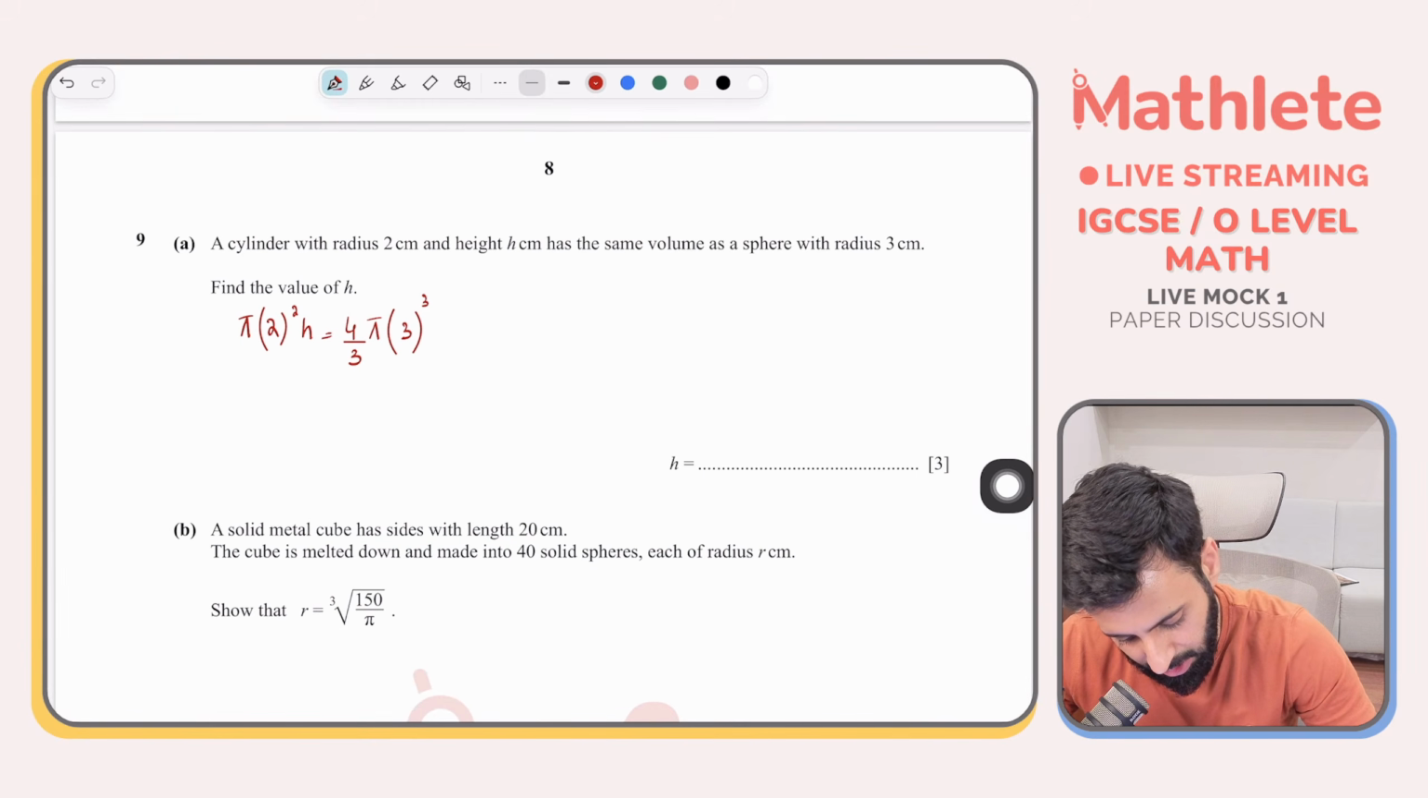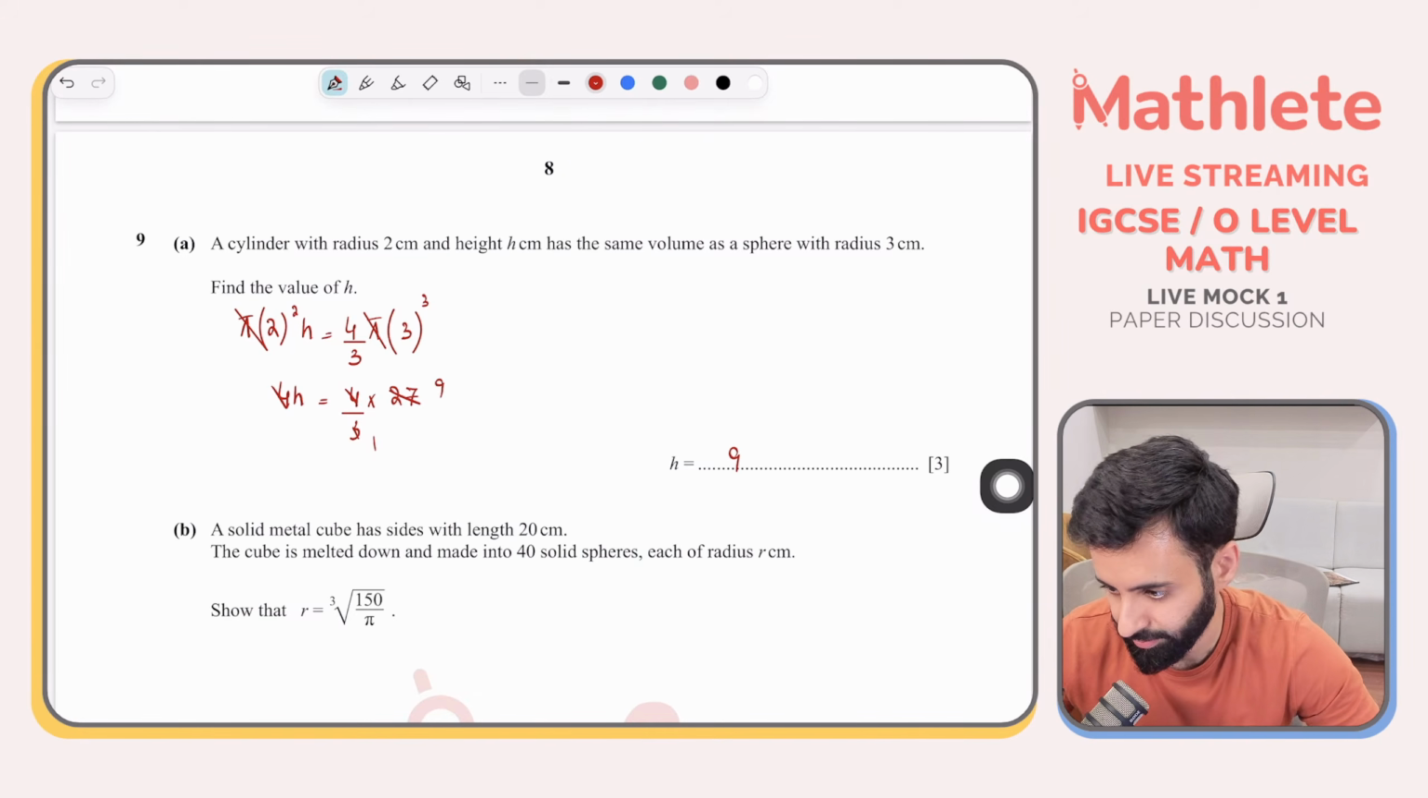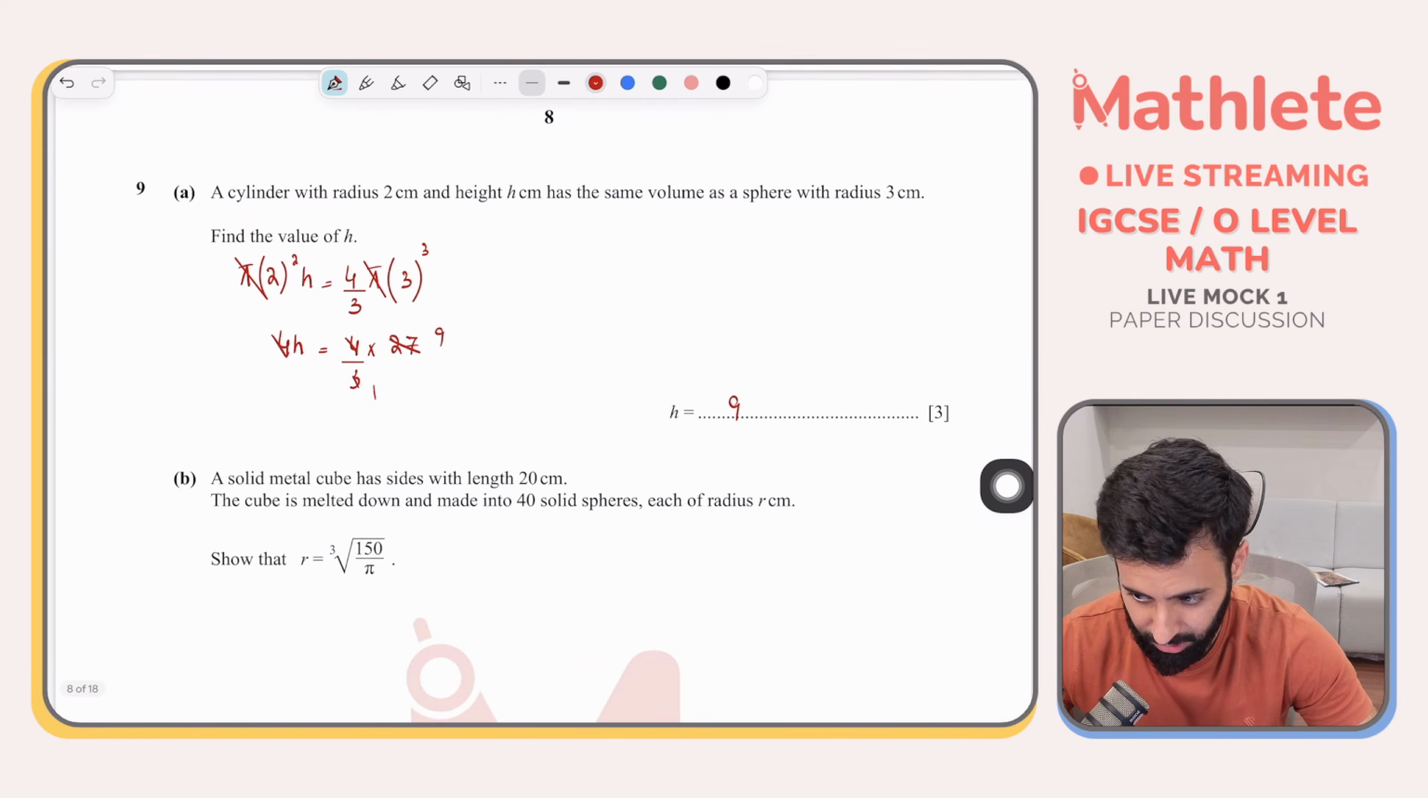Okay, now this is paper 1. This is non-calculator. That means it's designed to be done without a calculator. So don't think you can't do this without a calculator. So we have 4h, which is equal to 4 upon 3 into 27. So 4 and 4 cancel. 3 ones are 3, 3 nines are 27, so h is equal to 9. Okay, this is mensuration.